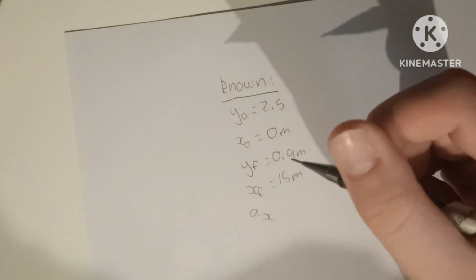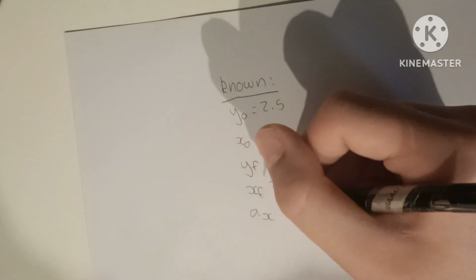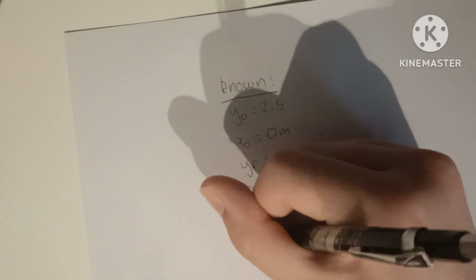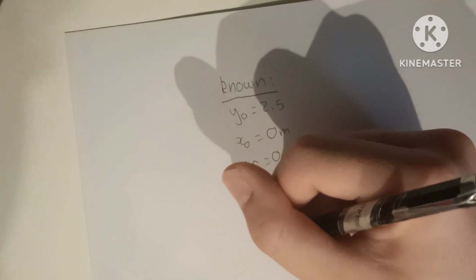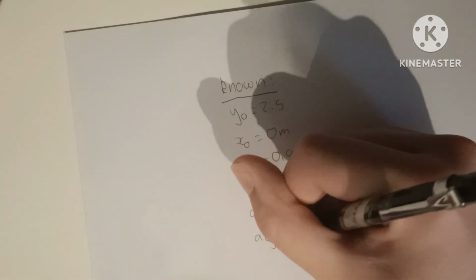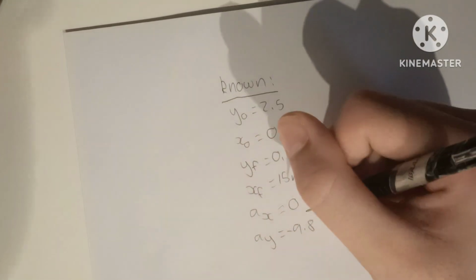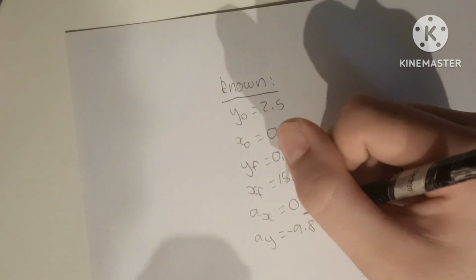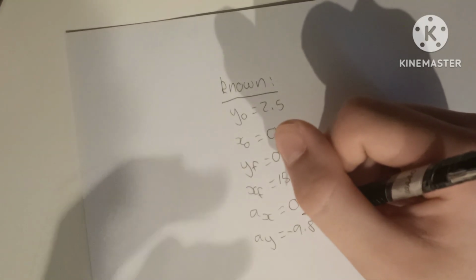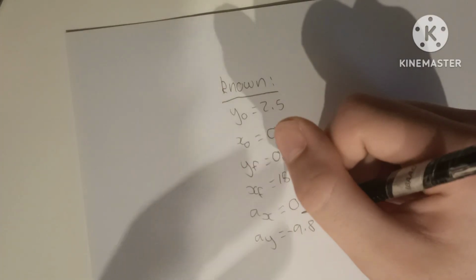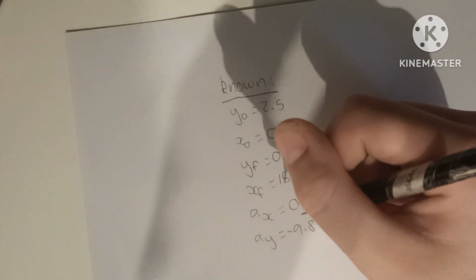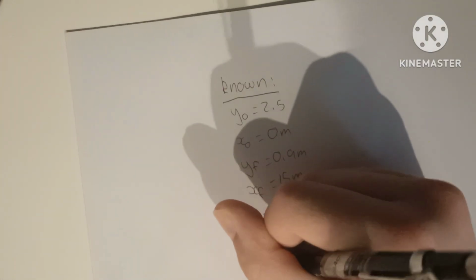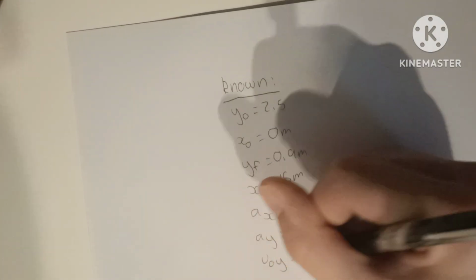And then we have the acceleration in the x direction, which will be 0, as we are not working with air resistance. We have the acceleration in the y direction, which we will treat as negative 9.8 downwards. And we also know the initial y velocity, because gravity hasn't acted on the object yet, so its velocity is going to be 0, because it's not going downwards or upwards. So v initial y equals 0.